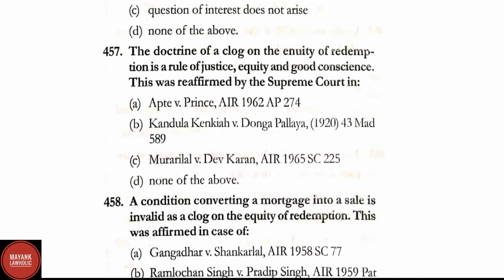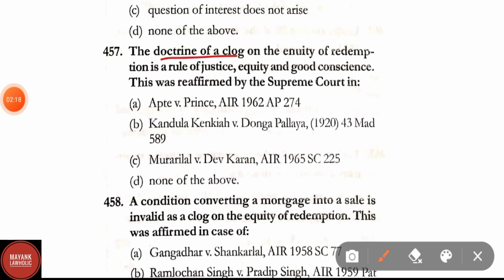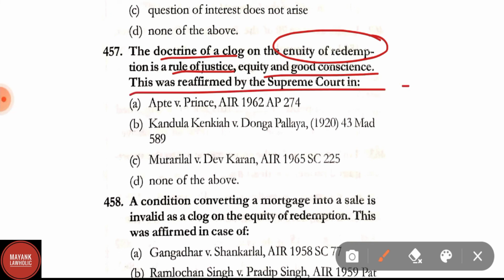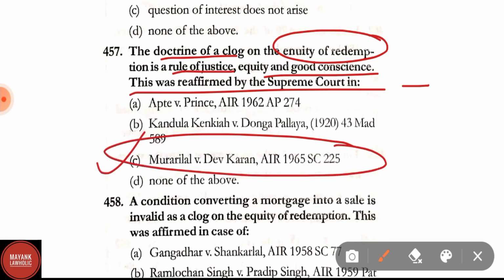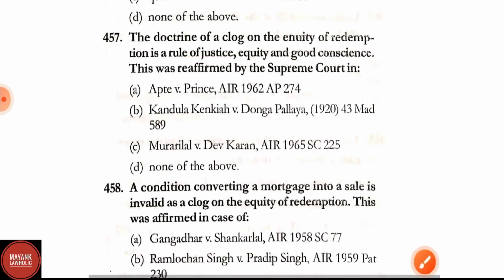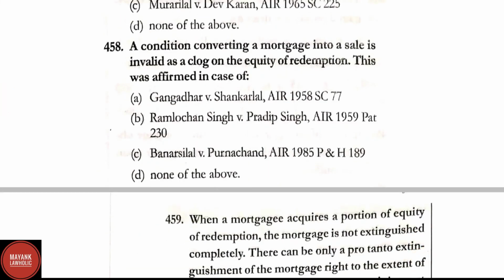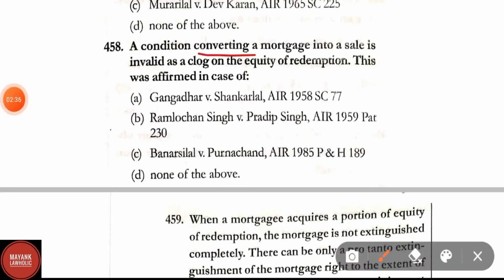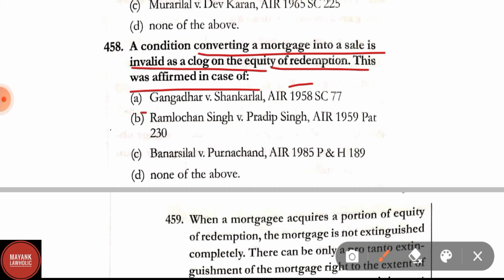Question number 457. The doctrine of a clog on the equity of redemption is a rule of justice, equity and good conscience. This was reaffirmed by the Supreme Court in Murari Lal versus Devkaran, AIR 1965. Question number 458. A condition converting a mortgage into a sale is invalid as a clog on the equity of redemption. This was affirmed in the case of Gangadhar versus Shankarlal, AIR 1958.